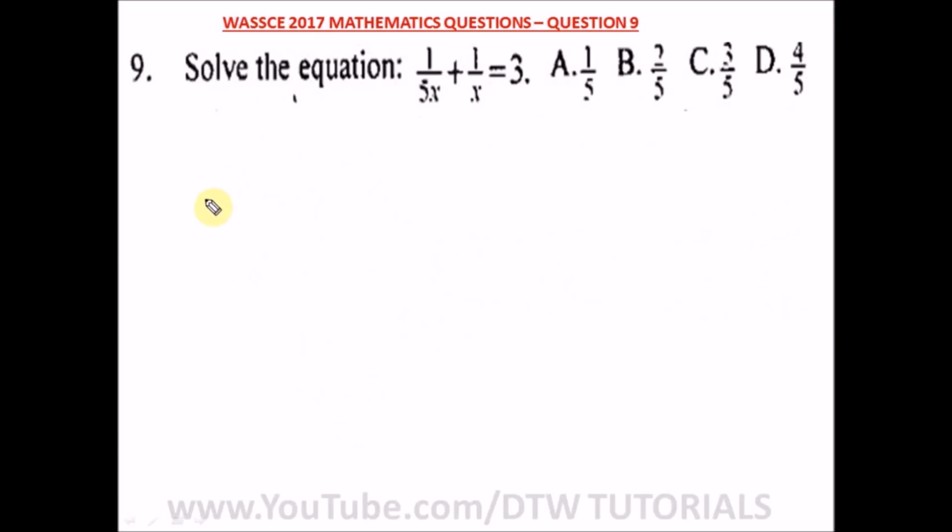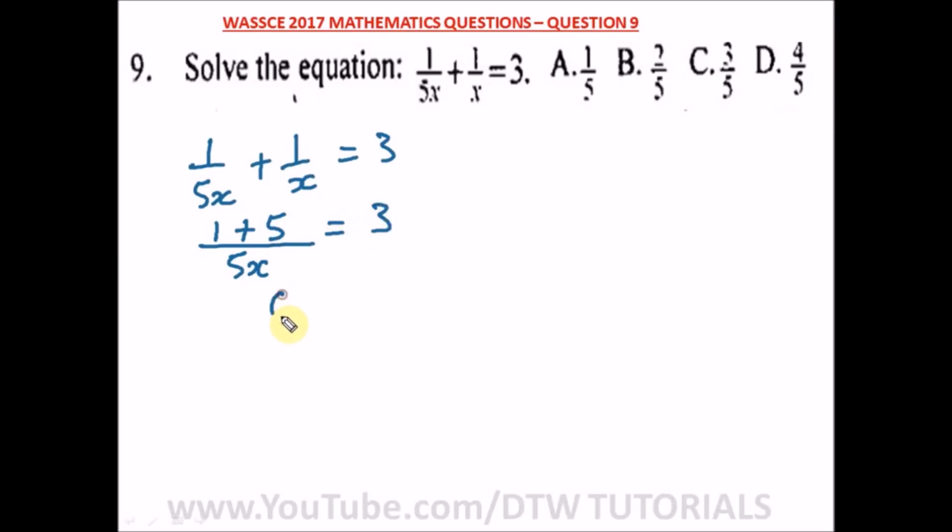Question 9 of our WASSCE 2017 mathematics question, that's your WAEC 2017. It says solve the equation: 1 over 5x plus 1 over x equal to 3. So we look for the LCM, which is 5x. 5x into 5x is 1, and 1 times 1 gives 1, plus 5x into x gives 5, and 5 times 1 gives 5, equal to 3. So we have 6 over 5x equal to 3.